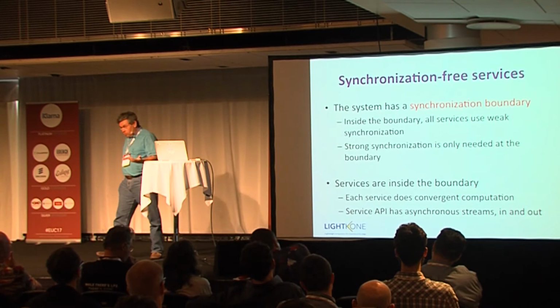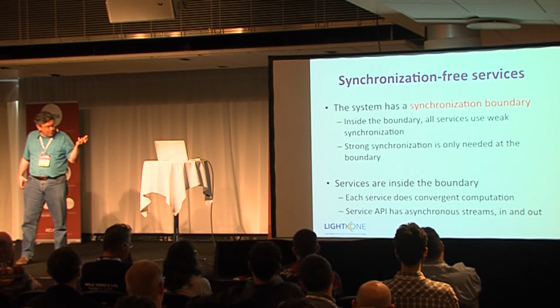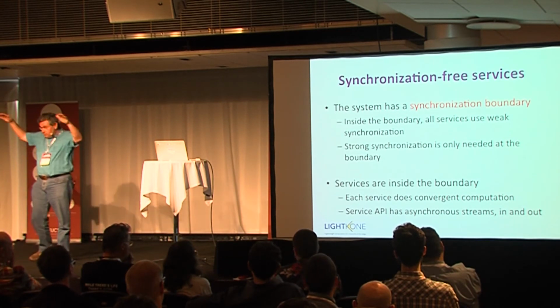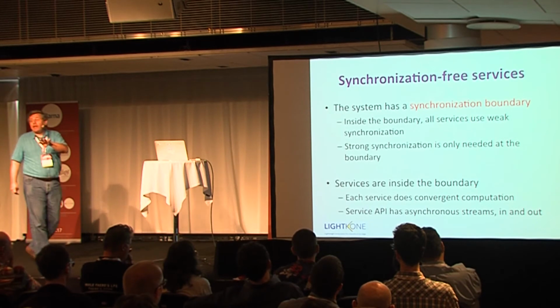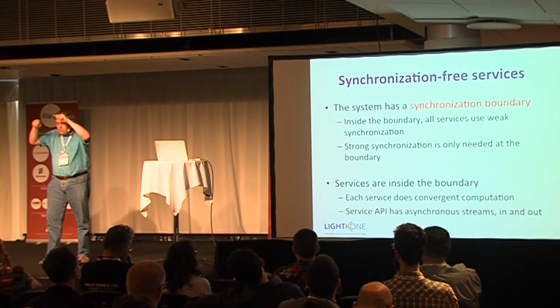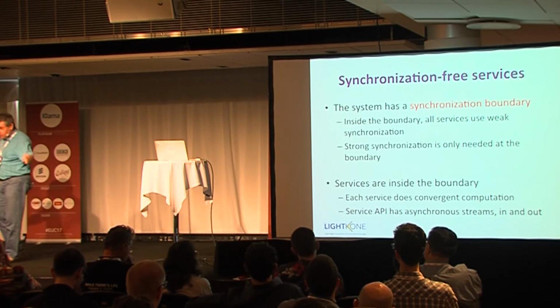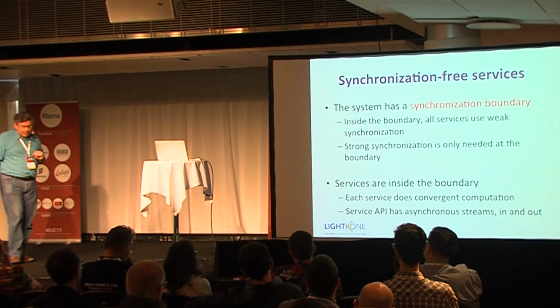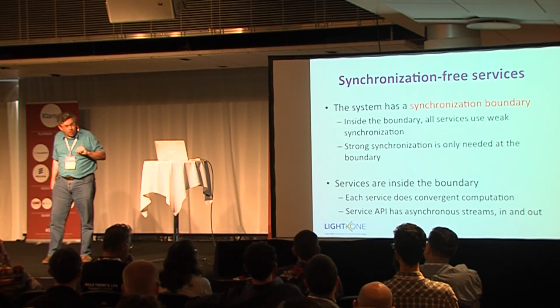So what this is moving toward is what we call synchronization-free services. The whole system has a synchronization boundary. Inside, all the services are using this weak synchronization, and the only time you need something strong, like consensus or a barrier or whatever, is at the boundary. Services live inside, doing convergent computation.